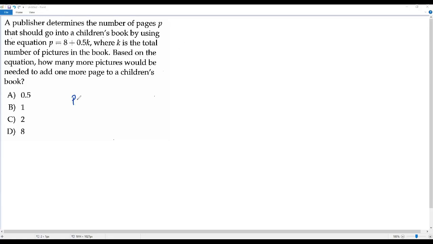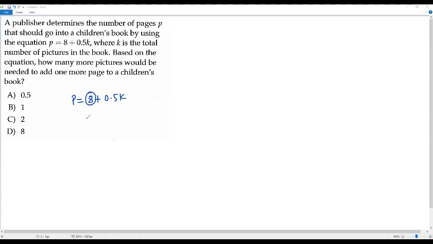Okay, let me take the given equation, that is P equals 8 + 0.5K. Here P represents the number of pages in the book and K represents the total number of pictures in the book. Since we have to find how many more pictures, we have to solve for K in this equation. For that, we have to isolate K on the right side.